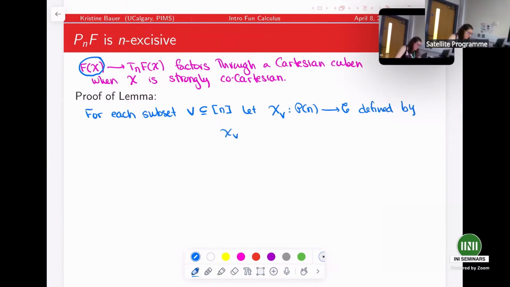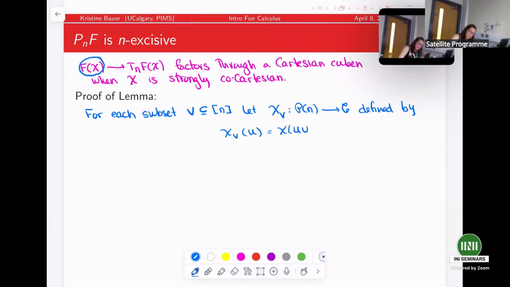So chi V is going to be the same size of n cube as the one I started with. And what I do is I just take chi of U union V. I promise these are chi's, not x's.